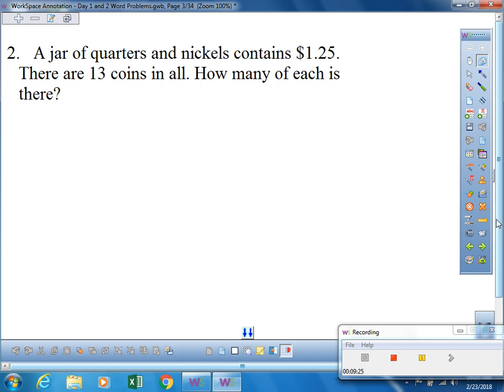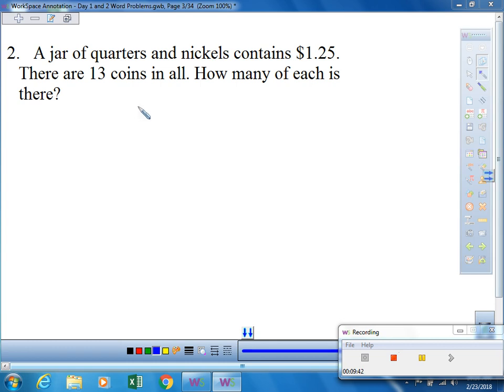So on your notes, you want to put number 2. Okay, so this is number 2 on the worksheet that I'm going to hand out to you. And these are examples for you on how to do number 3. So a jar of quarters and nickels contains $1.25. There are 13 coins in all. How many of each are there?